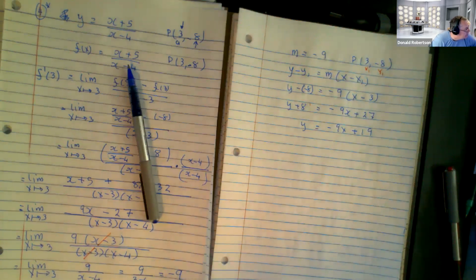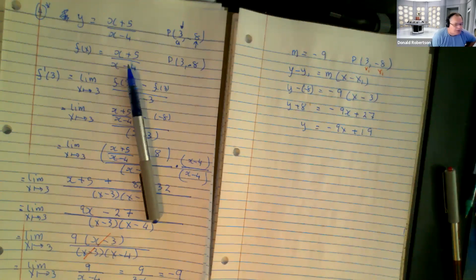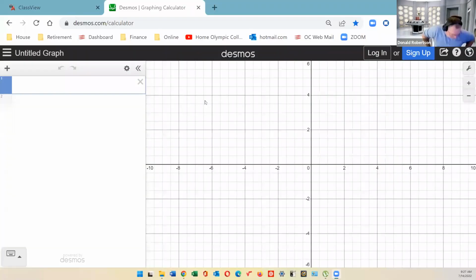And I should be able to have Desmos running by then. Okay. So you're doing attendance, and we are going to be doing Desmos. And Desmos is only to check.